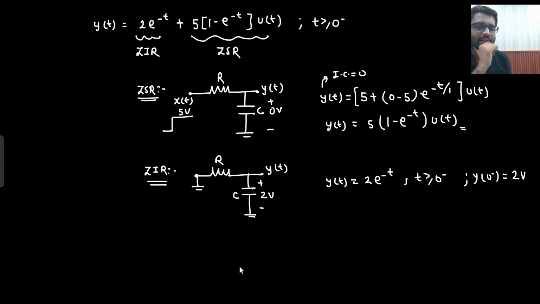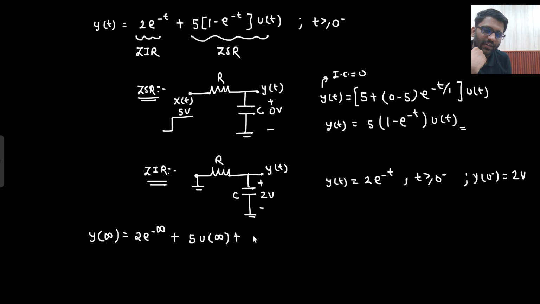So what is really happening? This 2 volt is dying down and 5 volt is charging up. So this is your zero input response which is dying down and this is your 5 volt. Now can you let me know one thing? What will remain at steady state? What is the value of y of infinity? So 2 e to the power minus infinity plus 5 u(t) is there, no?